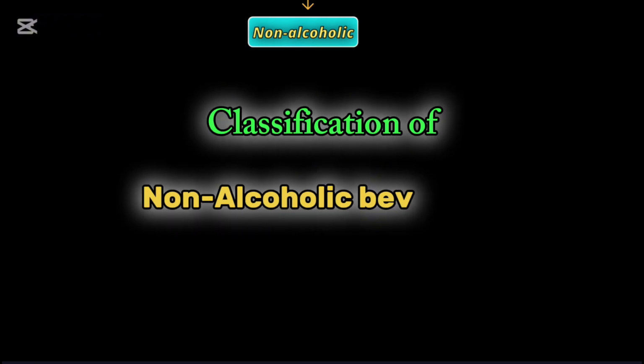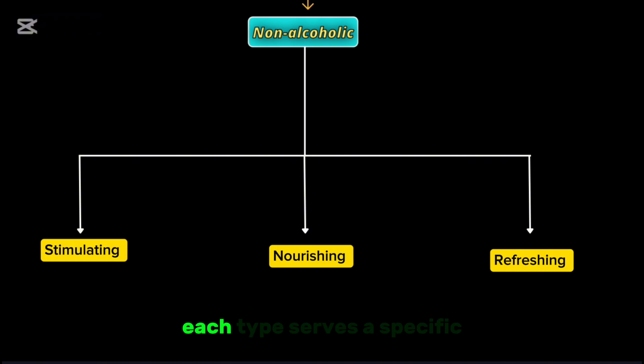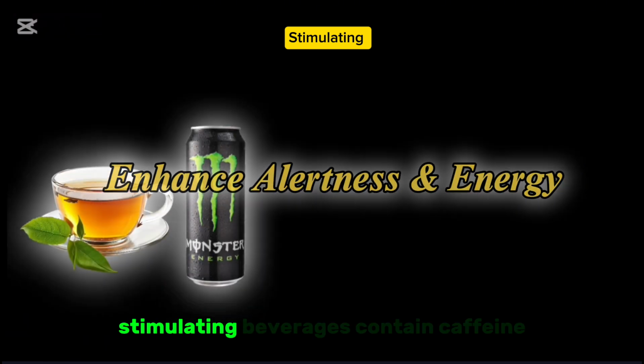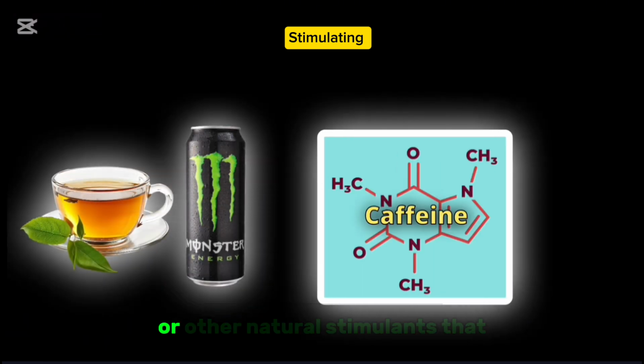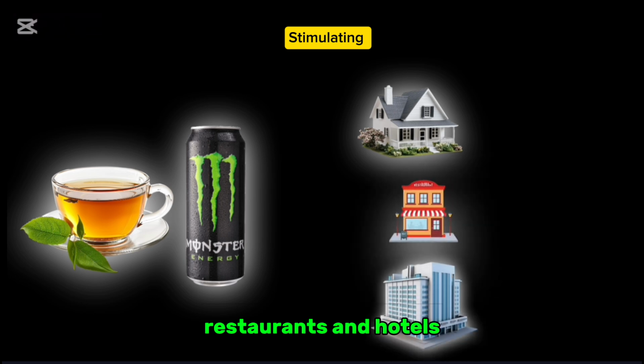Classification of non-alcoholic beverages. Non-alcoholic beverages are categorized into three main types: stimulating, nourishing, and refreshing beverages. Each type serves a specific purpose and has unique characteristics. Stimulating beverages enhance alertness and energy. They contain caffeine or other natural stimulants that help improve focus and energy levels. These drinks are commonly consumed in homes, restaurants, and hotels.